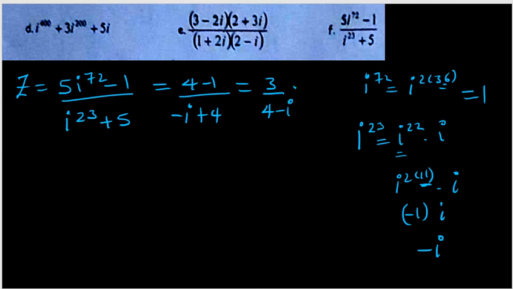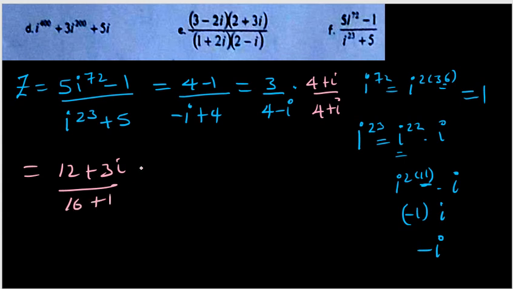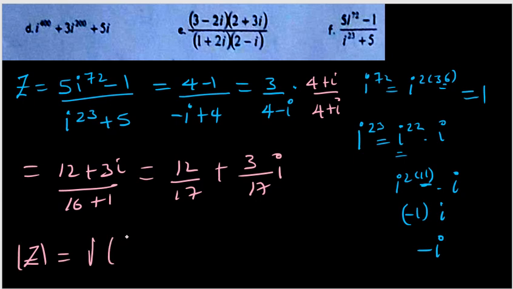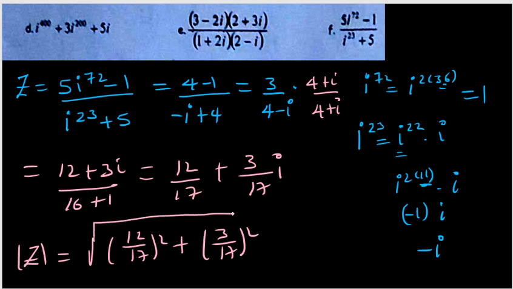Then rationalize. When you rationalize, you multiply by 4 plus i over 4 plus i, which gives 12 plus 3i, the whole over 16 plus 1. This is equal to 12 over 17 plus 3 over 17i. This is the simplest form, and the modulus will be the square root of 12 over 17 square plus 3 over 17 square, the whole thing in the square root, and this will be approximately.